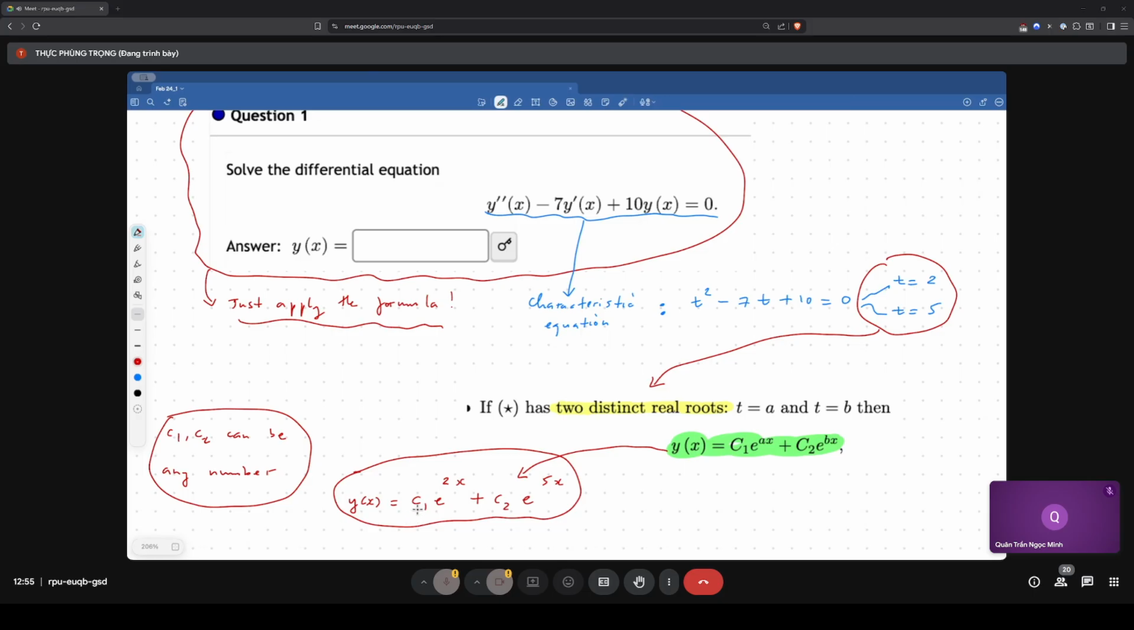You can write C1 e to the power 2s plus C2 e to the power 5s, or you can write C1 e to the power 5s plus C2 e to the power 2s. So it can be 5 right here and 2 right here. It doesn't matter, right? Because C1, C2 can be any number. So you can consider 2, 5, or 5, 2. It doesn't matter.